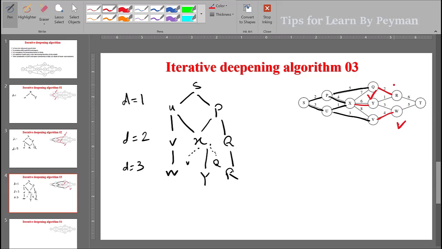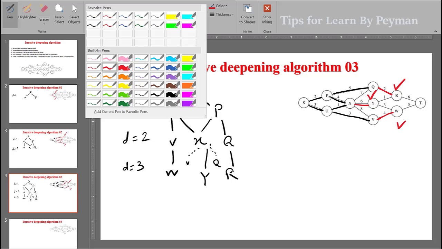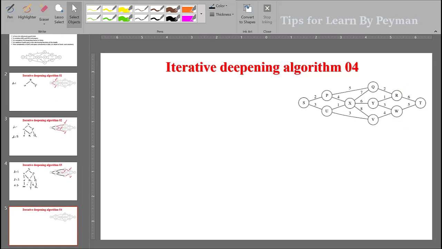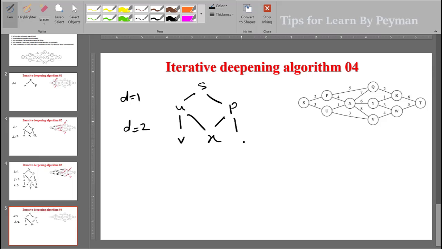We open W, Y, R. So in the next level, the fourth level or fourth depth, we have depth equal to 1. We open S, U, P. At depth equal to 2, we open V, X, and Q. In the depth equal to 3, we open the W. From X we open the Y, and from Q we open the R. So we open these ones, and I want to show you.